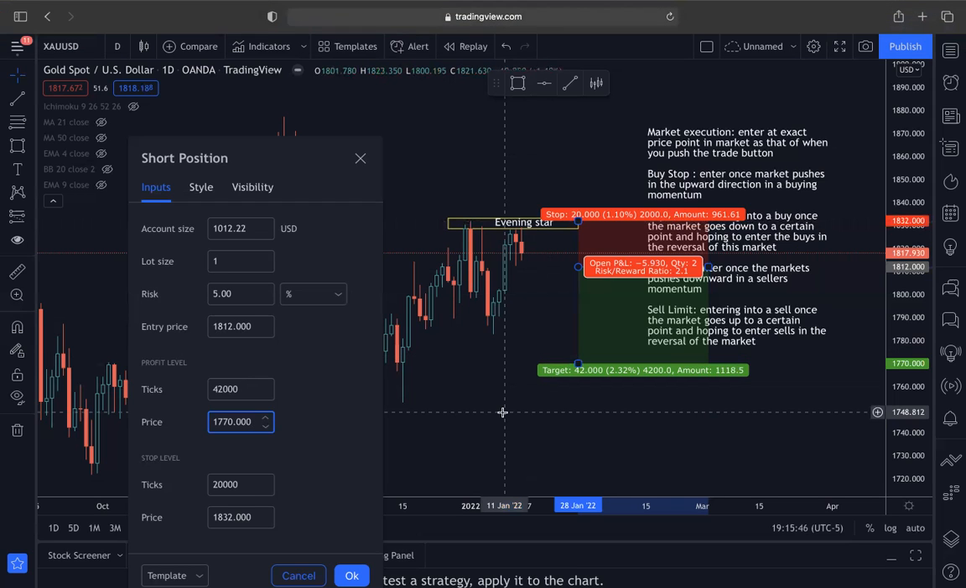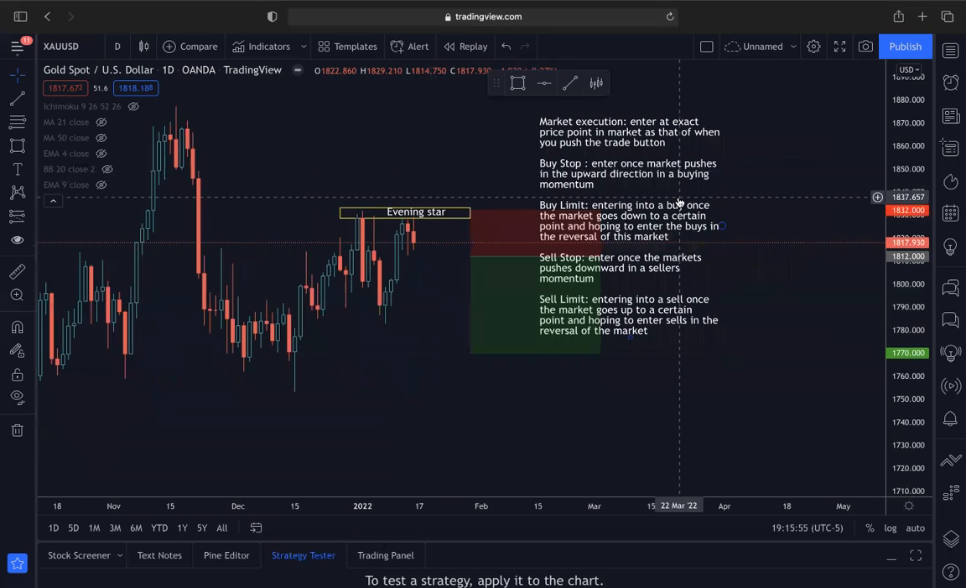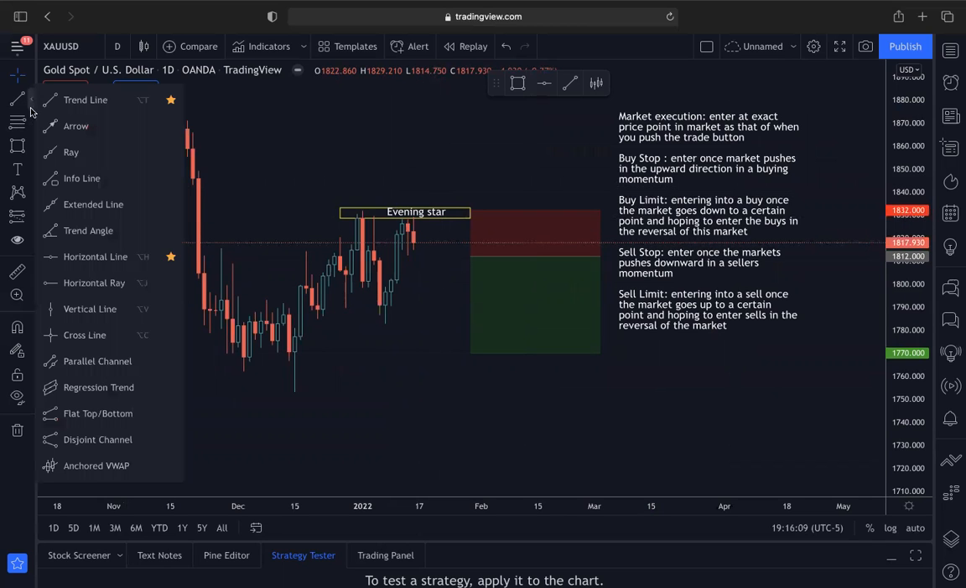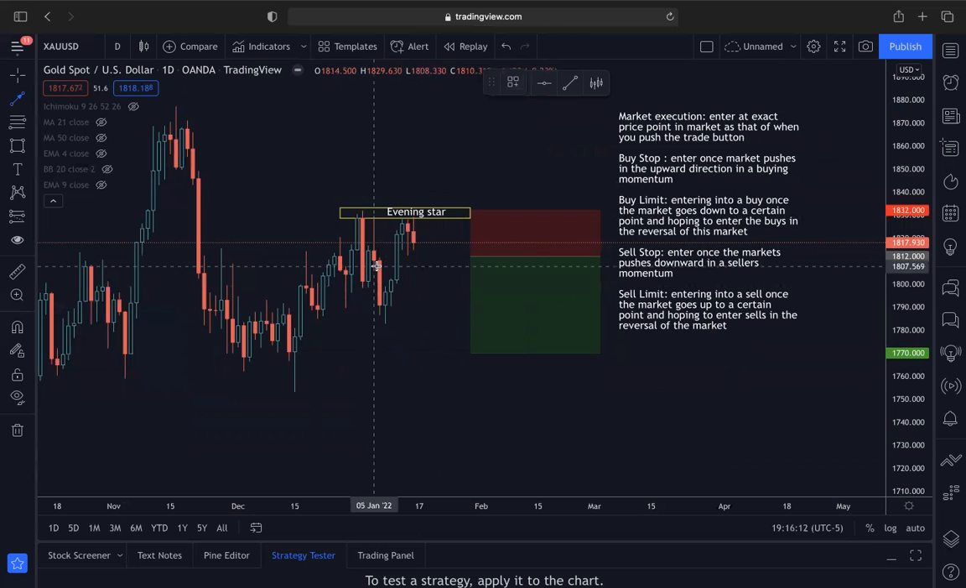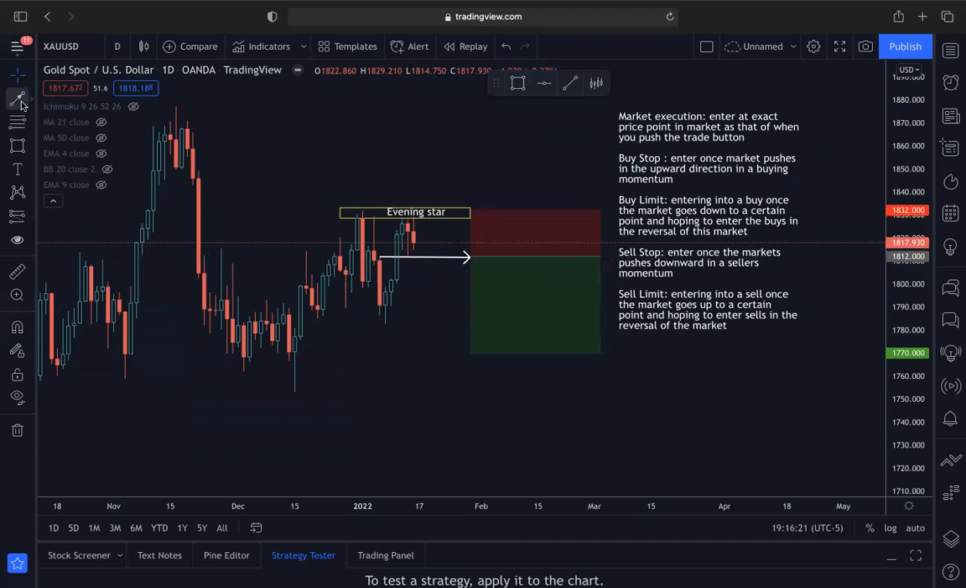All right, so I'm gonna keep pushing. All right, so this would be a sell stop. As we see here, enter once the market pushes downward in a seller's momentum. So right here, this is something you could set up when the market opens at 5 p.m. Sunday. Instead of entering that market execution point up here, you're giving yourself basically a little bit of breathing room to go towards the downside of the market. And you're waiting for the market to stop here at the 1812 area. Once we hit this point, you will then enter the sell to the downside. So that's going to be your sell stop.